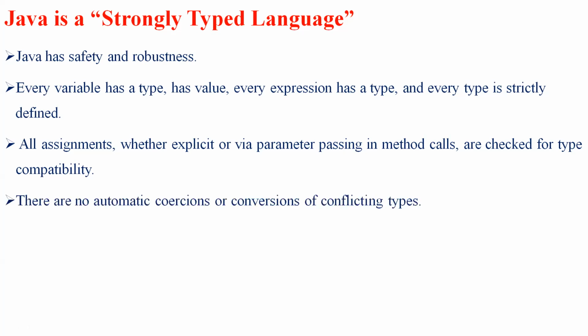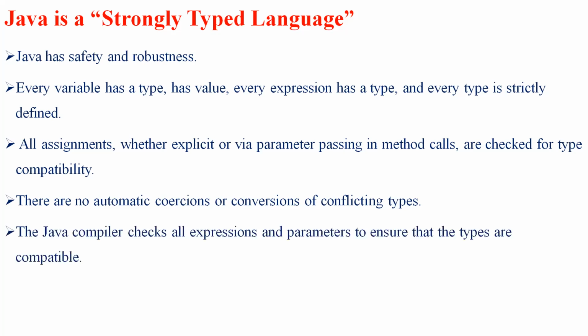The next reason why we call it strongly typed is that there are no automatic coercions or conversions of complex types. An automatic conversion cannot take place with complex data types. If there are conflicting data types, then Java restricts the automatic conversions.